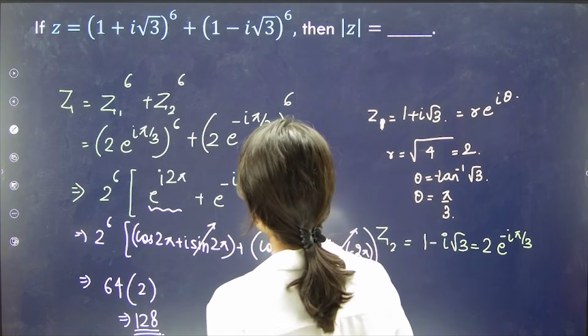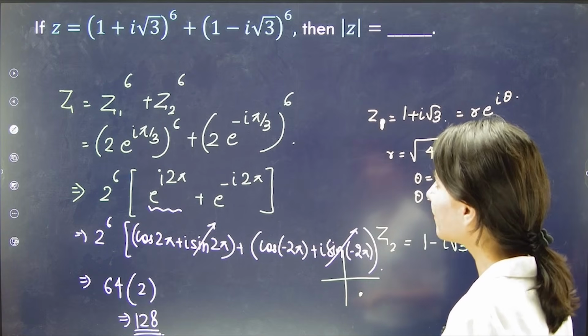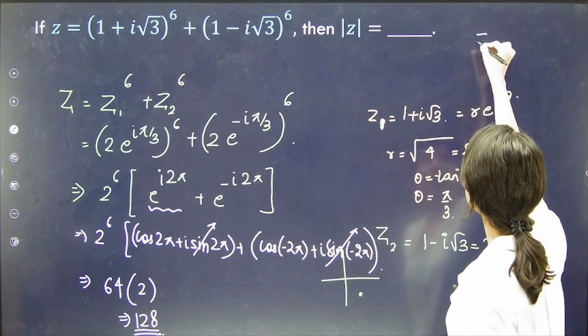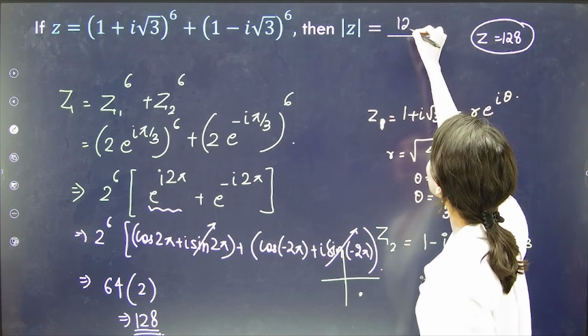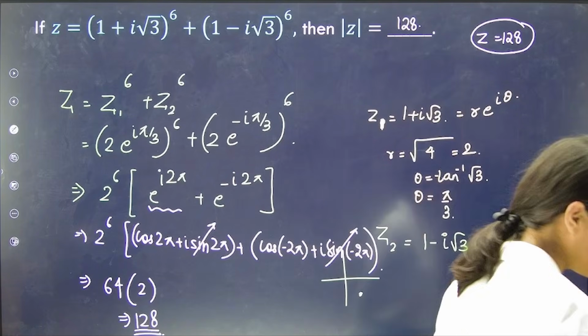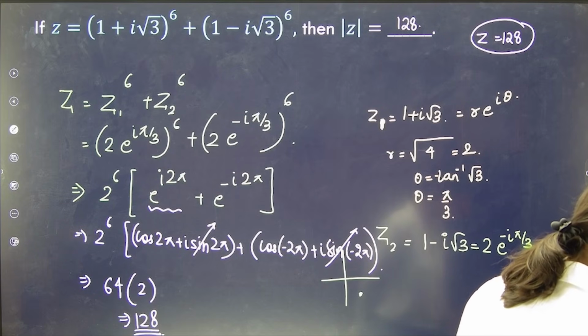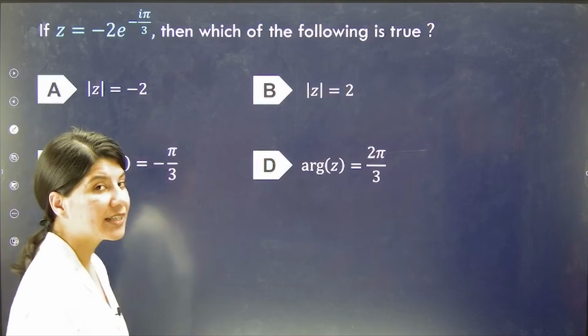So 128. I guess the modulus of z itself is coming out as, so z is coming out as 128. So mod z is also what? 128 only, right? Mod z is also 128, or 2 power 7. Okay, all right. Shall we move on to the next problem?